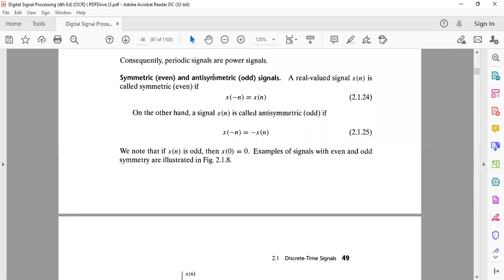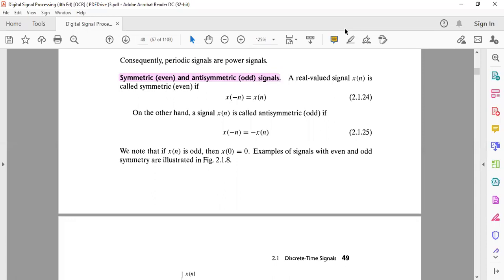The other class of signals is symmetric and antisymmetric. To state it more simply, we can say even and odd signals. So some signals can be even, while others can be odd. Even and odd signals. So a real valued signal x[n] is called even if x[-n] is equal to x[n].